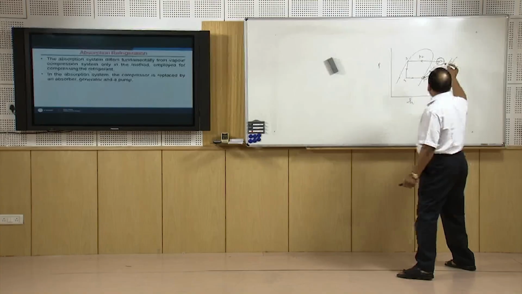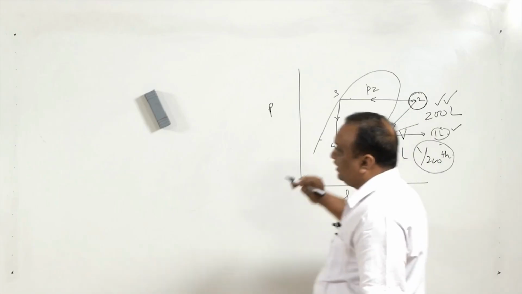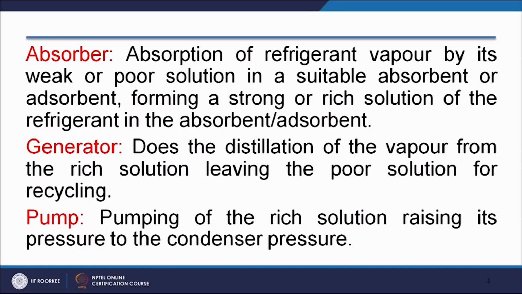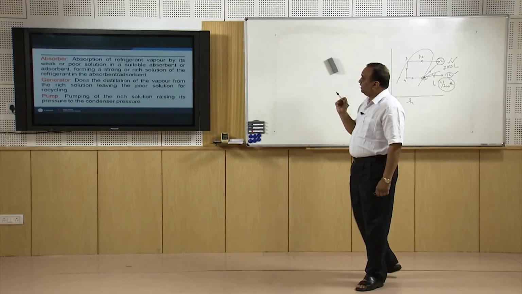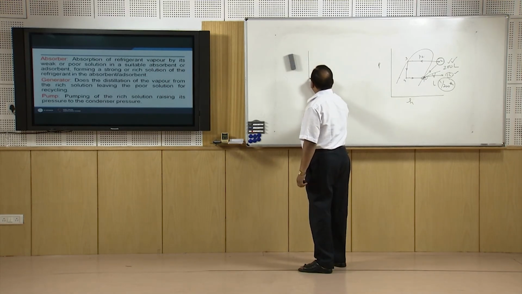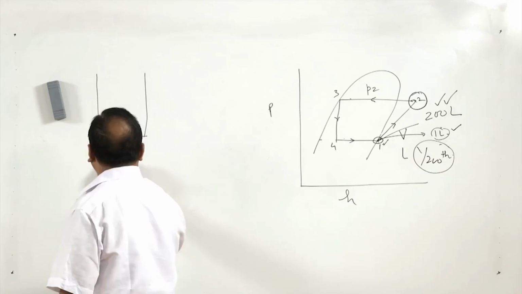So, where the vapors are generated, it is known as generator. I will define them one by one. The absorber: in absorber, the absorption of refrigerant vapor by its weak or poor solution in a suitable absorbent, forming a strong or rich solution of the refrigerant in the absorbent. So, here in the absorber, the vapor is absorbed. It is known as absorber.